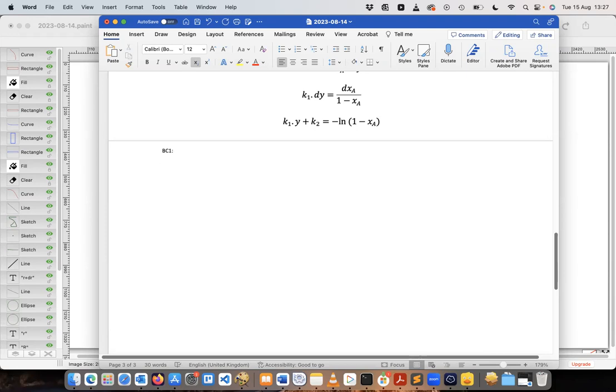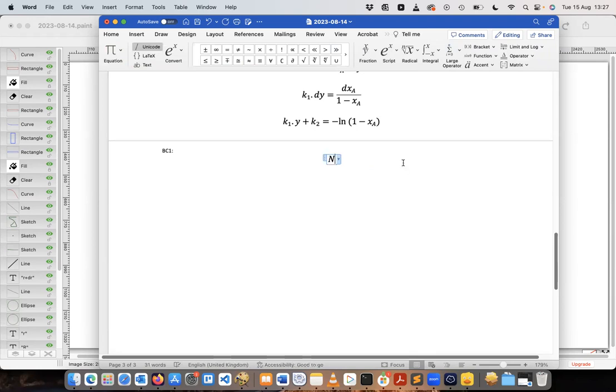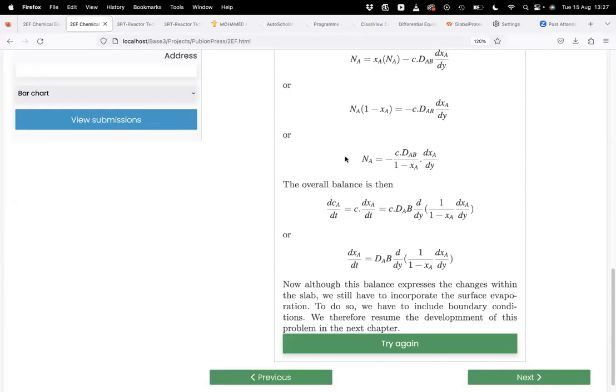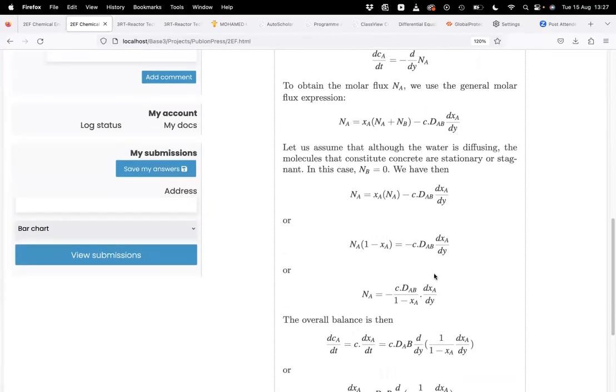So we had NA at y equals 0 equals 0. And NA, if we recall, the molar flux expression was this one, right? So this is what we have for the molar flux. And so if we're saying NA equals 0, so this part equals 0.